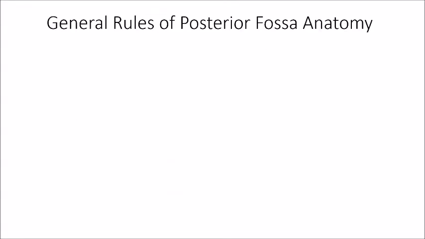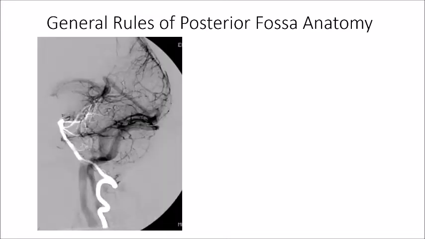So what are some of the general rules of the posterior fossa anatomy? This is a lateral view of a posterior fossa circulation. However, the vertebral artery here and the basilar artery have been masked, whereas you can see the venous phase right here, right?